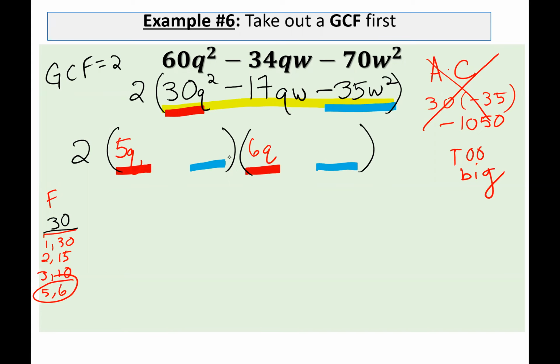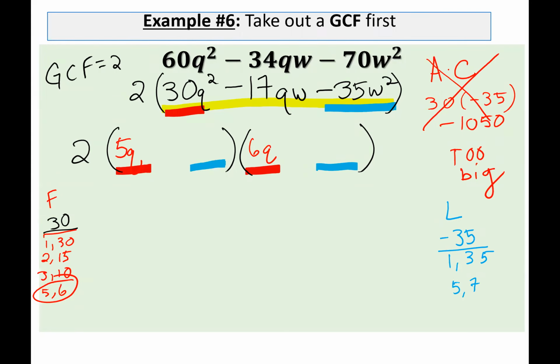The first thing I think of when I think of factors of 35 is 5 times 7. Okay, so for my last two terms, they need to multiply to negative 35. I mean, sure, it could be 1 and 35. That's pretty unlikely though. 2, 3, 4, 5, 6, 7. It's going to be something with 5 and 7.